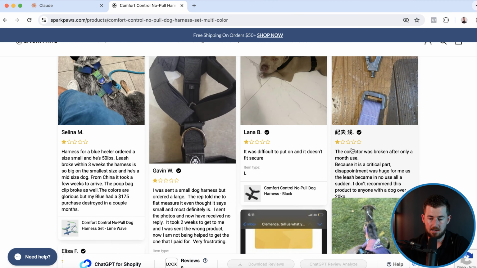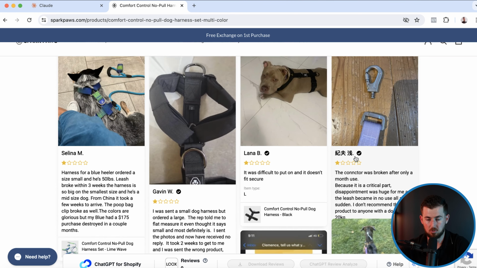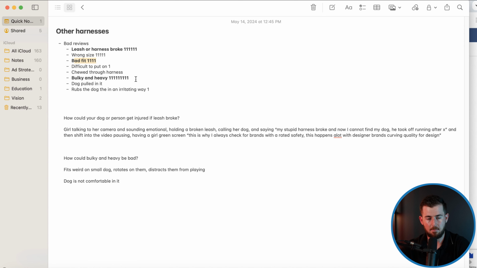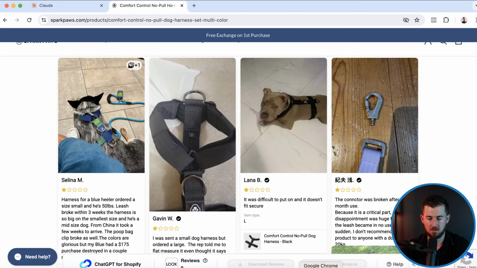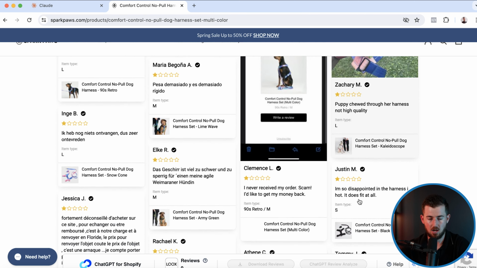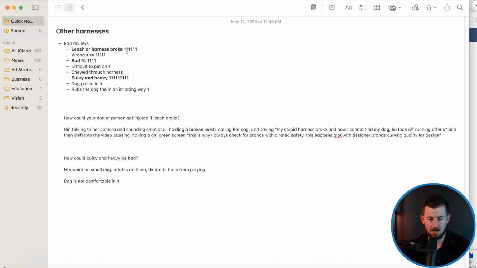Now I'm moving on. The connector was broken after only a month of use. Ooh, another review around something breaking. Now I'm not going to write "leash or harness broke" again. All I'm going to do is put a 1. And you can see every time I see that again, I put another 1. So I go down and continue reading these reviews, and every time I see something for a second time, I just put another 1. After I did this, I found out "leash or harness broke" had a lot of 1s.